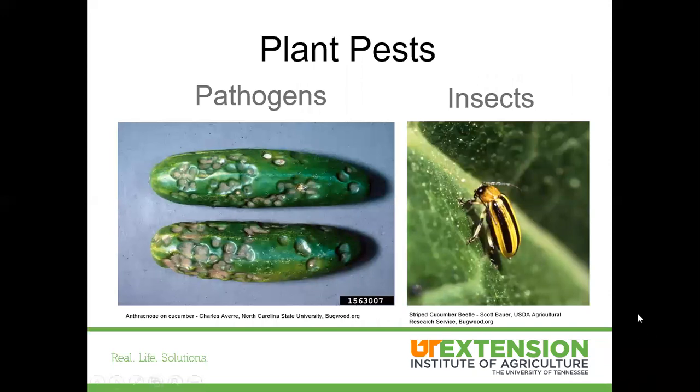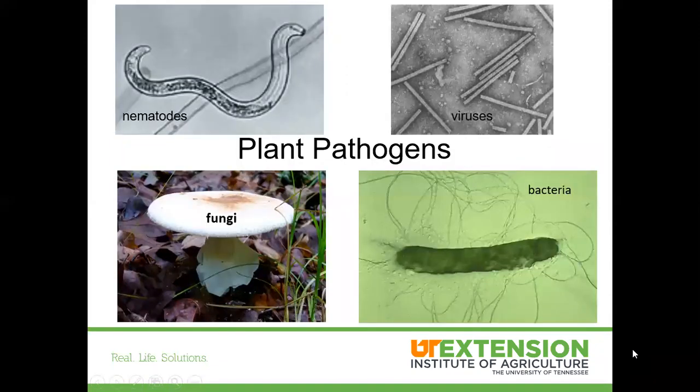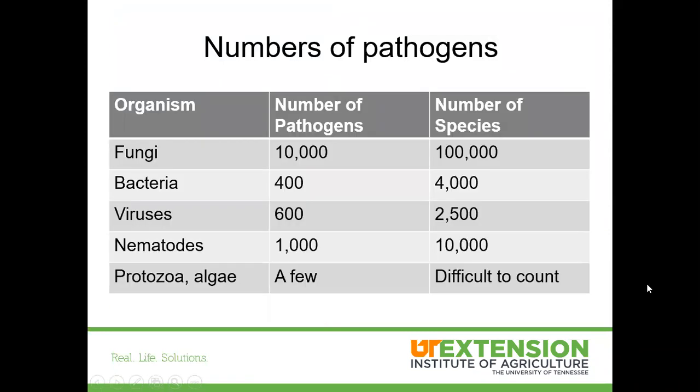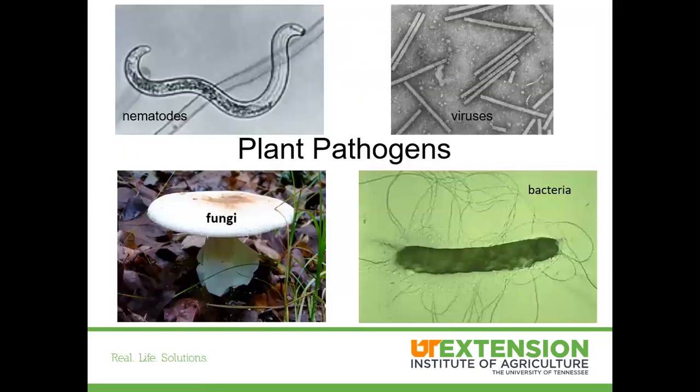So we have pests that we usually look at. We have our pathogens, and then we have our insects. And like I said, we'll look at insects another time. Plant pathogens: we look at nematodes, viruses, fungi, and bacteria. On those plant pests, we're going to go through some of the characteristics of the major pathogens that you see here.